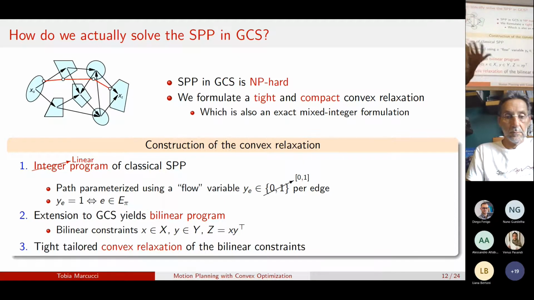So the whole mathematical effort has been in the design of a convex relaxation that is actually very tight and very efficiently computable of non-convex constraints of this form. I can give you more details offline, but let me just give you these 1, 2, 3 points for now.